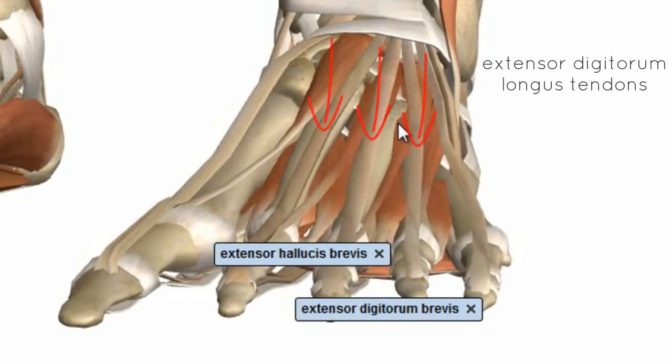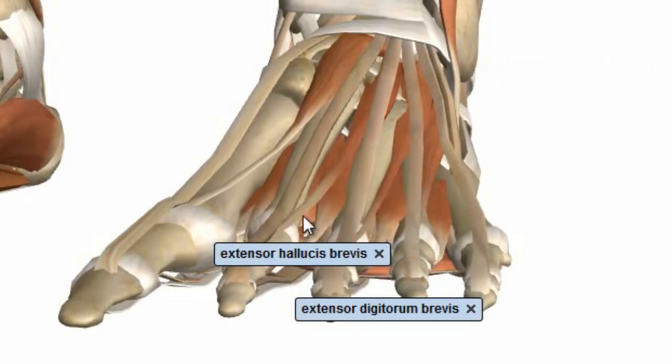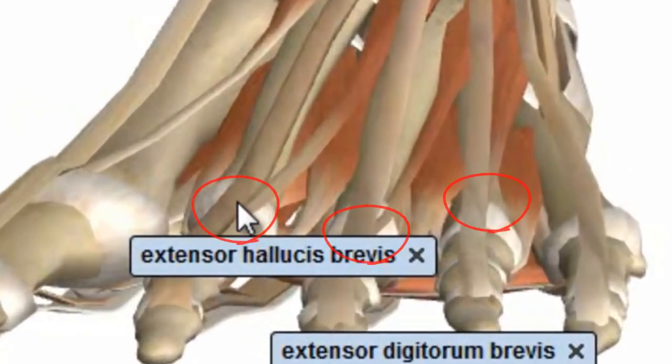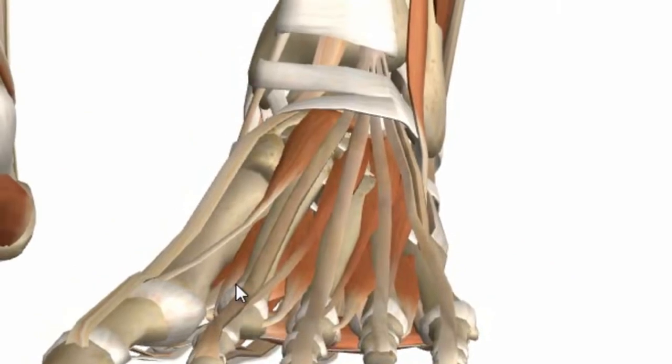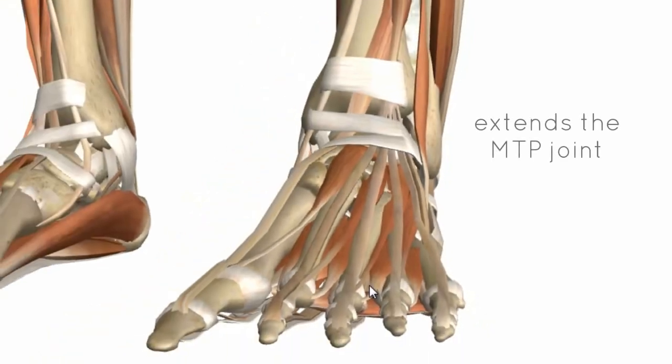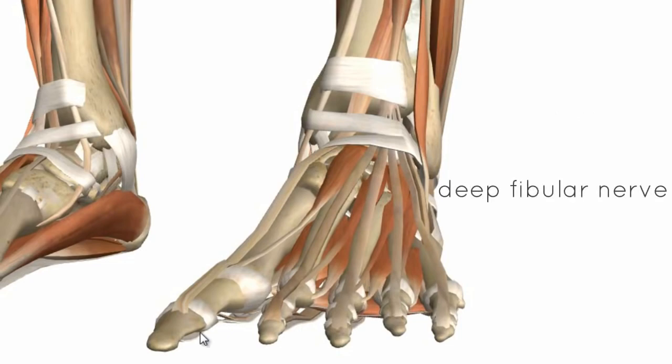So these are the tendons of the extensor digitorum longus muscle. So the extensor digitorum brevis muscle inserts laterally on these tendons. So on these 3 toes here, the extensor digitorum brevis inserts laterally on the tendons of the extensor digitorum longus muscle. So you might have noticed that there's no tendon coming from the extensor digitorum brevis muscle to the little toe. It's just the medial 4 toes that there are tendons to. So this muscle extends the MTP joint, and it's innervated by the deep fibular nerve.